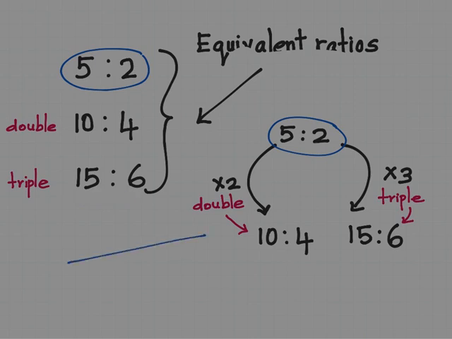So this is shown here. The first ratio is written on the top, and when I multiply the first ratio with 2, I get 10:4. And when I triple it, multiply the first ratio with 3, I get 15:6. So the first ratio, when doubled, I get 10:4, and when tripled, I get 15:6. These are examples of equivalent ratios.